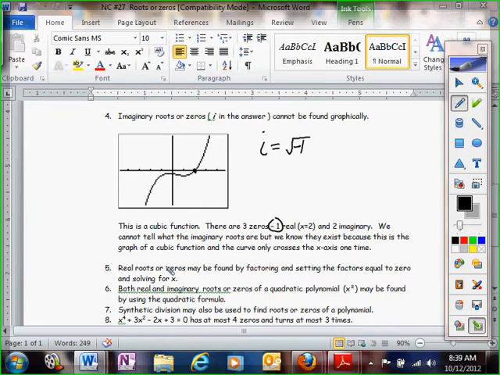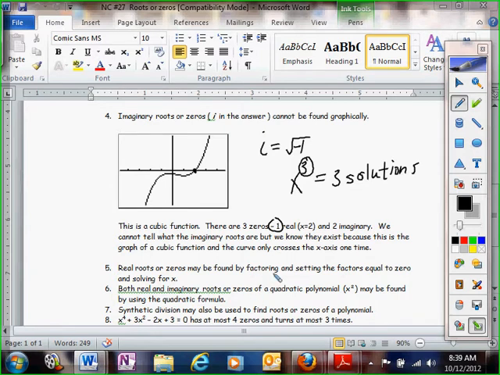And we have 2 imaginary solutions, and we cannot tell what the imaginary roots are, but we know they exist because this is the graph of a cubic function. And since it's the graph of a cubic function, if you have x to the third, it has 3 solutions. This power indicates how many solutions you will have.